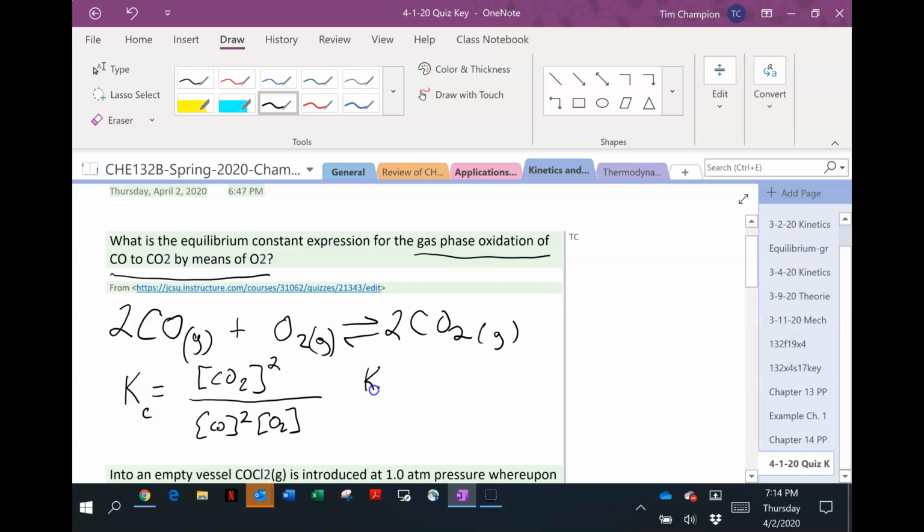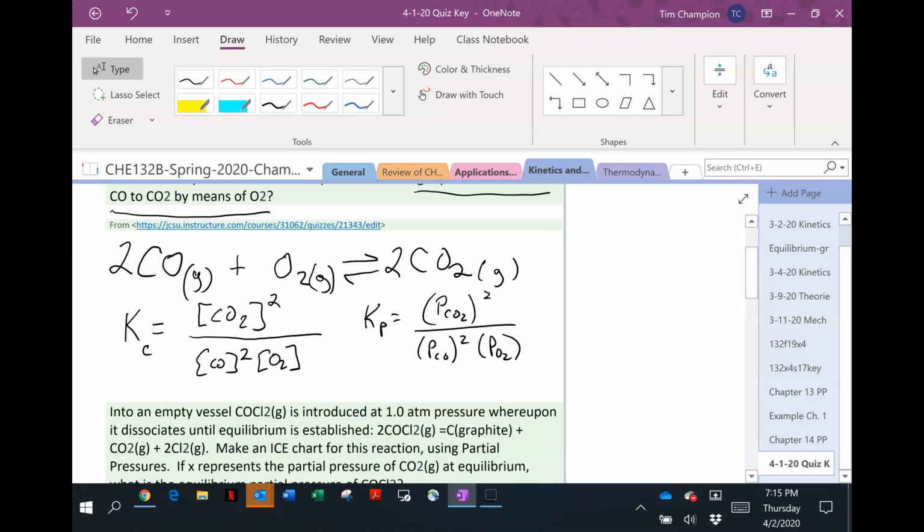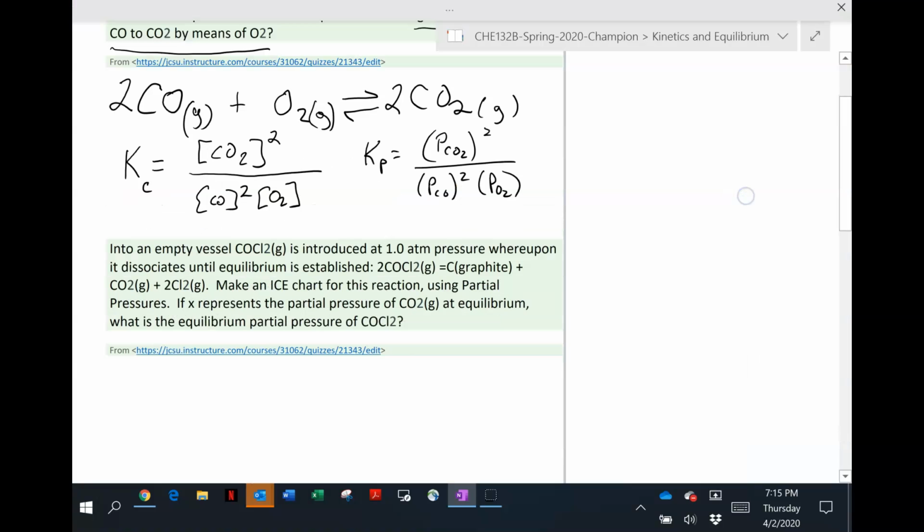If we'd done a Kp, then it would be the partial pressure of CO2 squared over the partial pressure of CO squared times the partial pressure of O2 to the first power. All right, let's go ahead and give us more screen here.